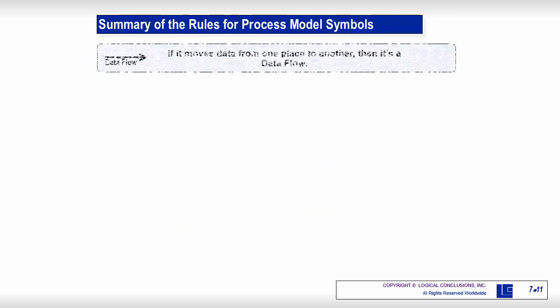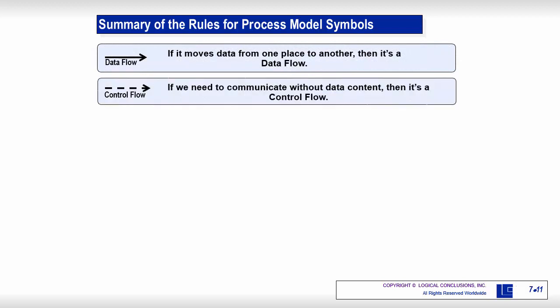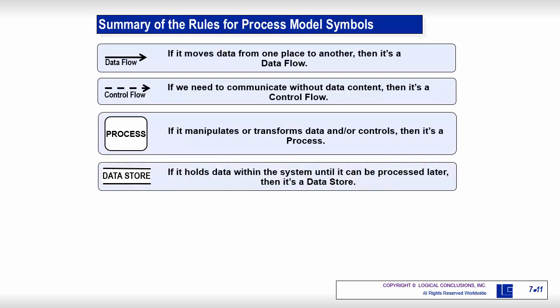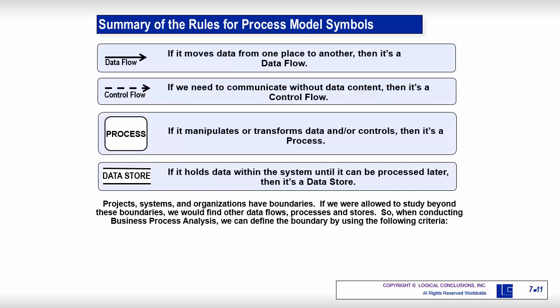So here's a summary of the rules for process model symbols. If it moves data from one place to another, then it's a data flow. If we need to communicate without data content, then it's a control flow. If it manipulates or transforms data and/or controls, then it's a process. If it holds data within the system until it can be processed later, then it's the data store. Now the last rule takes a little setting up.